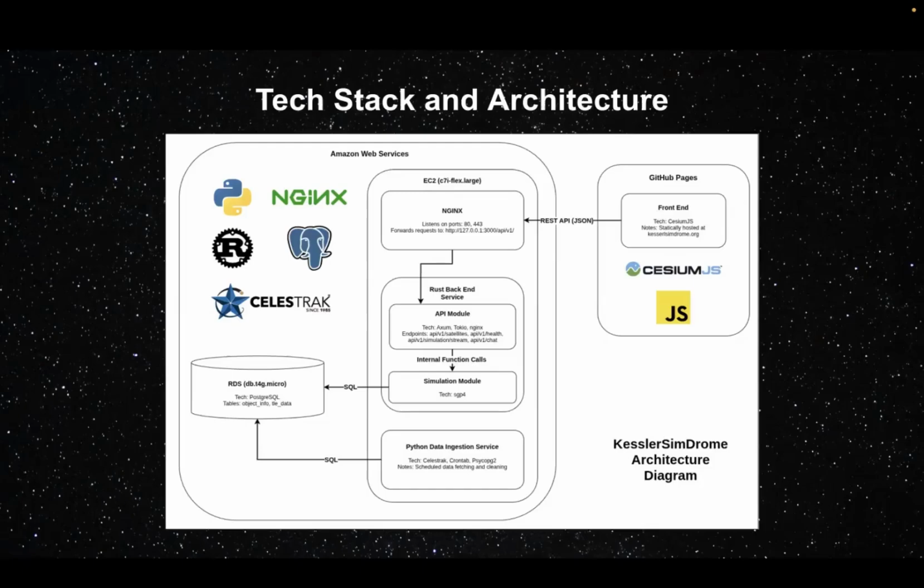And then the second module is an API module. What that does is it takes the results of the simulations and serves them as a REST API. All of this side is hosted on AWS, and then that EC2 instance will reverse proxy through Nginx to that Rust API module, where the front end, which is hosted on GitHub Pages, can actually fetch from that API.